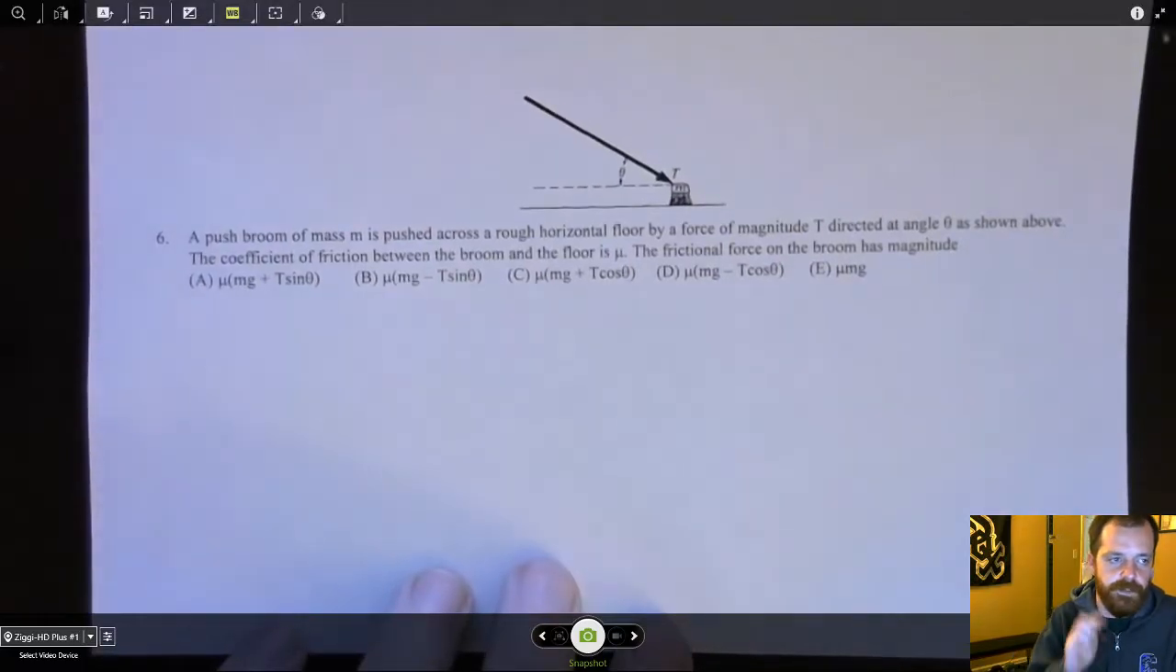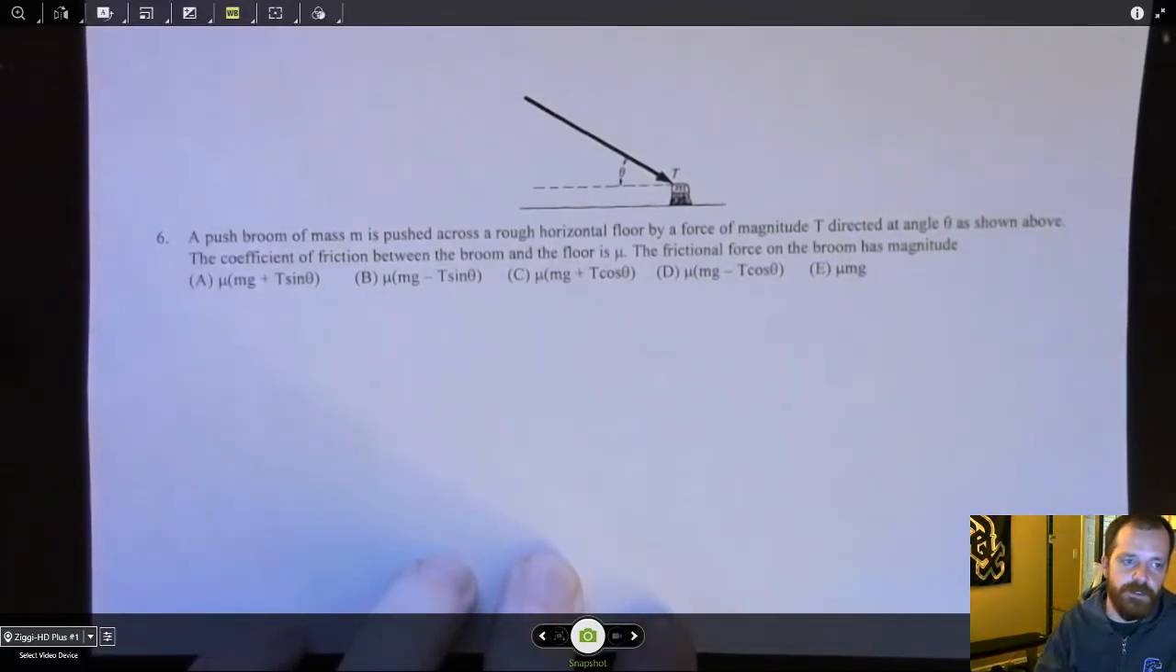All right, let's look at number 6. So we have a push broom of mass M is pushed across the rough horizontal floor by a force of magnitude T, directed at an angle theta as shown above. Coefficient of friction between the broom and the floor is U. Frictional force on the broom is a magnitude of what?